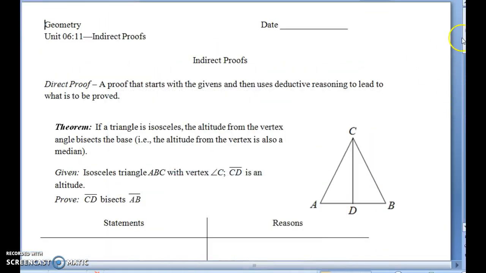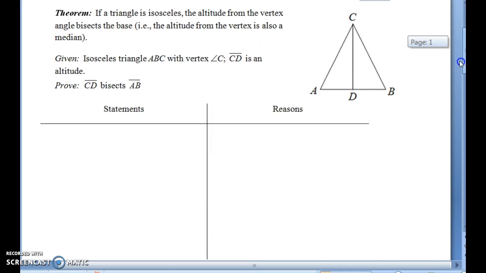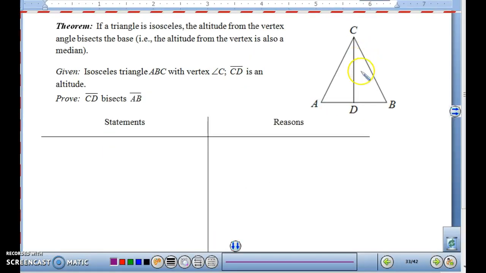Now, we have a theorem that says if a triangle is isosceles, the altitude from the vertex angle bisects the base. In other words, the altitude from the vertex is also a median. So we are going to prove, if we have an isosceles triangle where we have an altitude, we're going to prove that CD bisects AB. So let's see how we're going to do that.